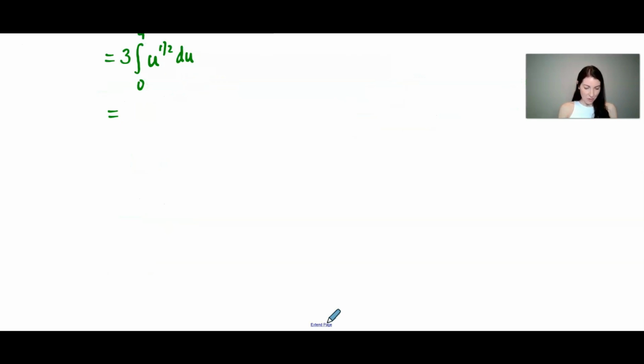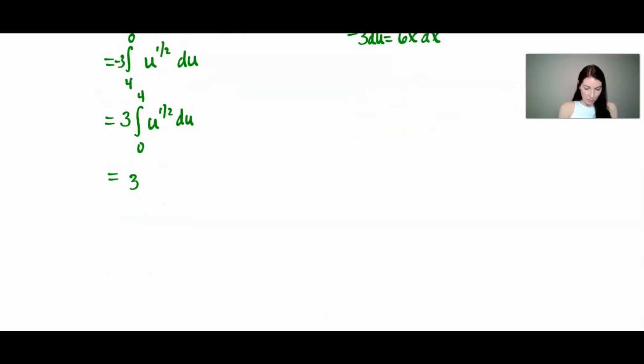So I'm going to have 3 times, and then I would have u to the 3/2. I'm going to add 1 to the exponent and divide. And then I'm going to evaluate this from 0 to 4. And there's some little simplifying we can do here. So if I multiply 3 times 2/3, I would just have 2. And then u to the 3/2 from 0 to 4.